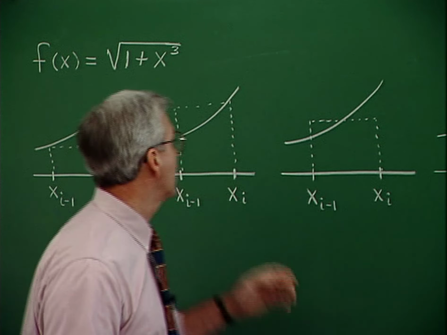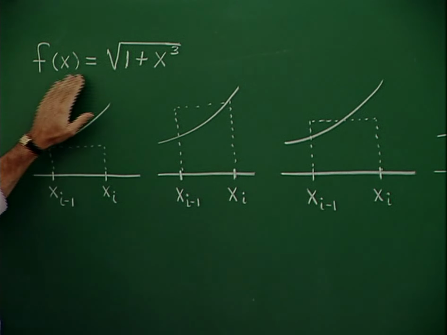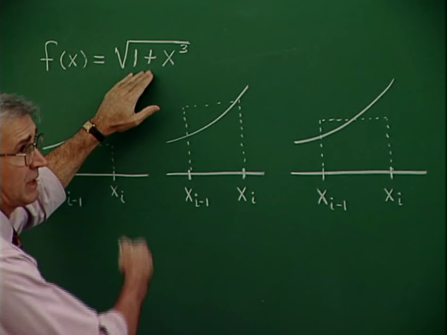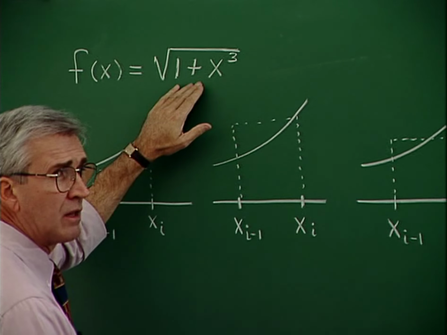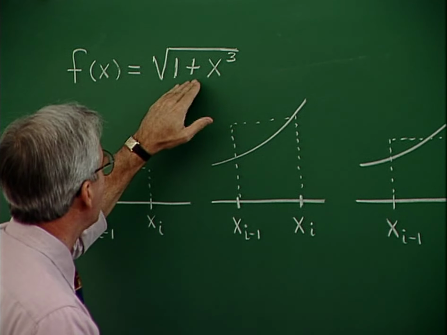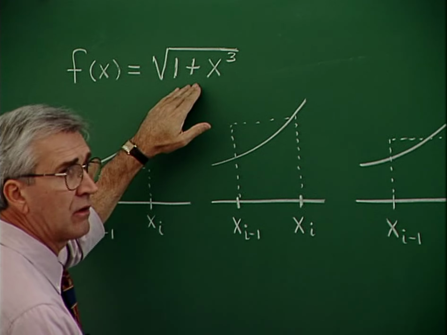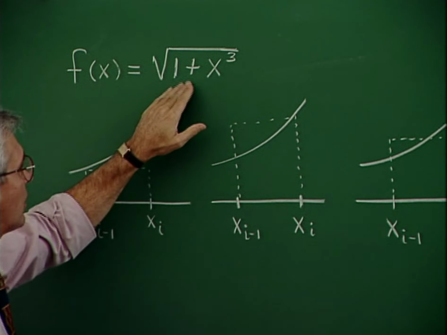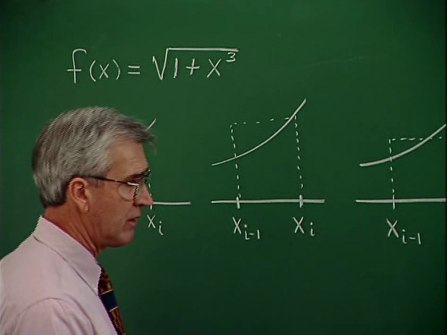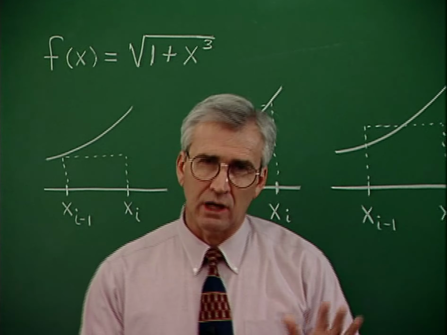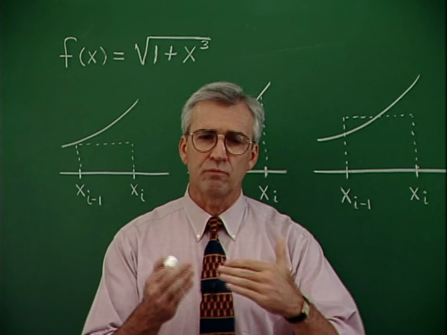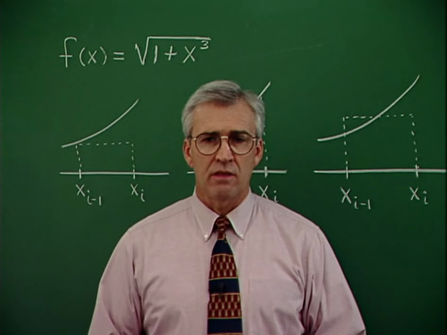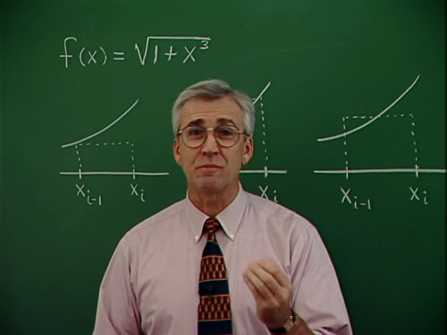For example, if f of x is something as simple as the square root of 1 plus x cubed, then what are we going to do with this? How do we integrate this over any particular interval that we'd like? I'm talking about definite integration here, so we're kind of looking for the area under a curve. And if someone asked me, how would you do that?